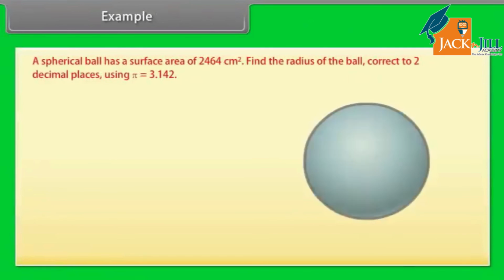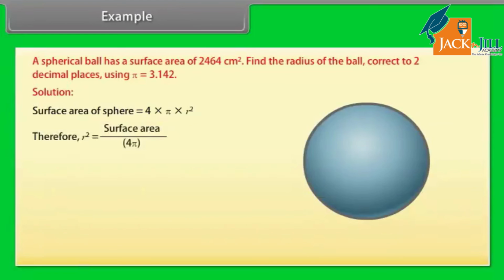Example: a spherical ball has a surface area of 2464 centimeters square. Find the radius of the ball, correct to 2 decimal places, using pi as 3.142. Solution: we know that surface area of a sphere is equal to 4πr². In order to find r, we need to isolate it from the equation above. Therefore, r² is equal to surface area upon 4π. r² is equal to 2464 upon 4 into pi.